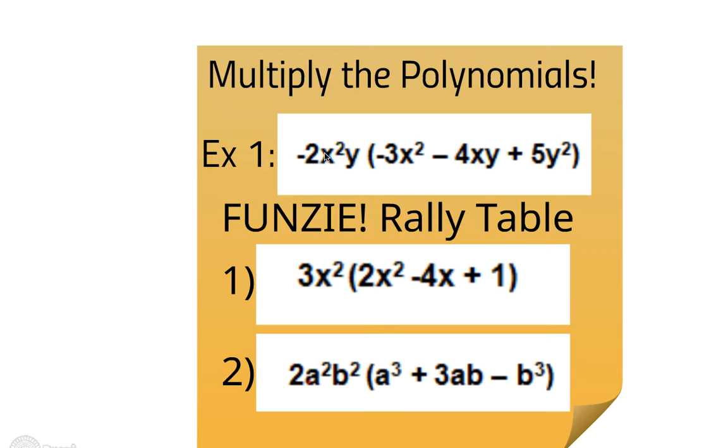Remember, we multiply the numbers in the front of the variables together, and if we have the same variables that we're multiplying together, when you multiply with variables, you add their exponents. You add them. Okay? So go ahead and pause the video and watch example 1.